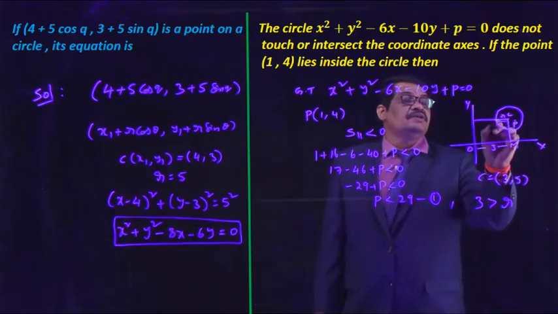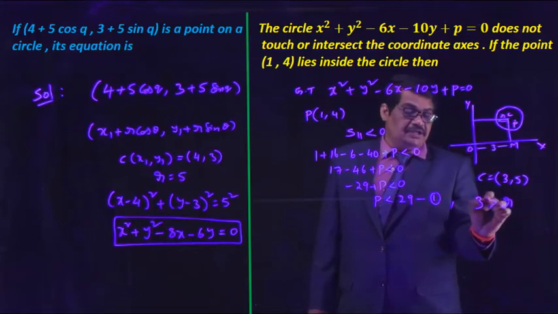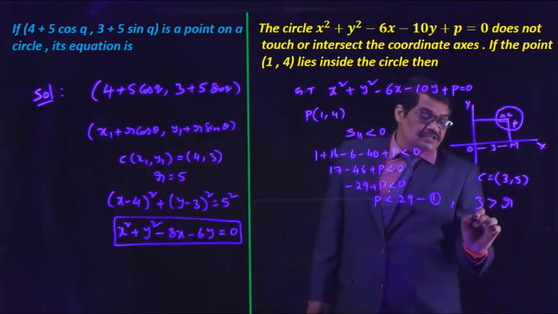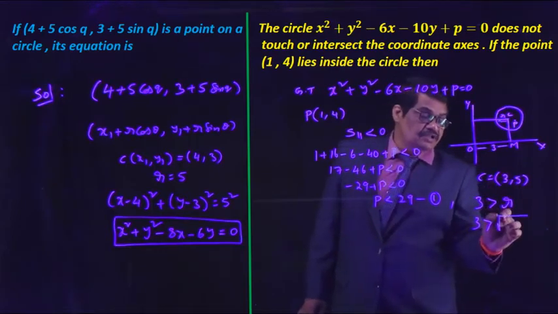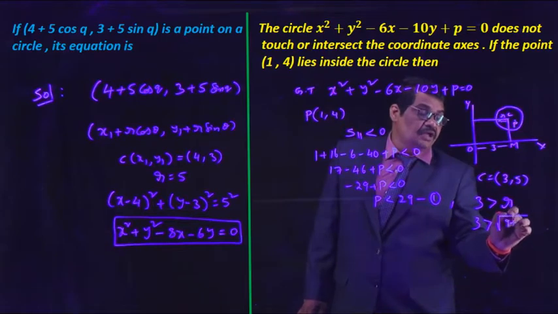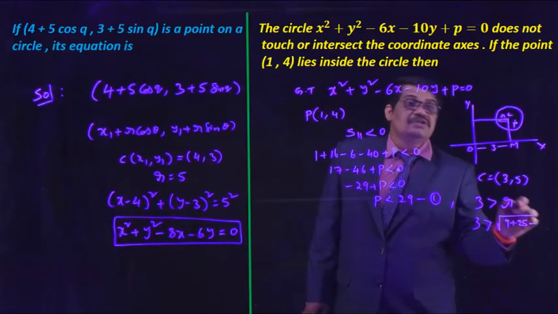This is the radius and this distance is 3 units. So we are getting 3 is greater than r. So what is r? R is the radius of the given circle. What is the radius? 3 squared is 9 plus 5 squared is 25 minus c. What is the constant here?